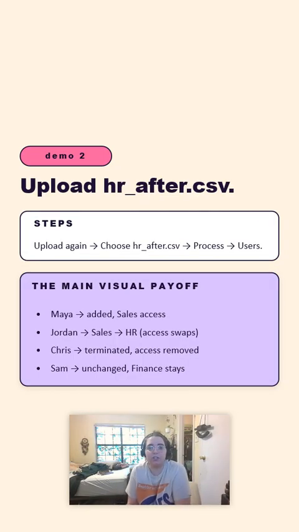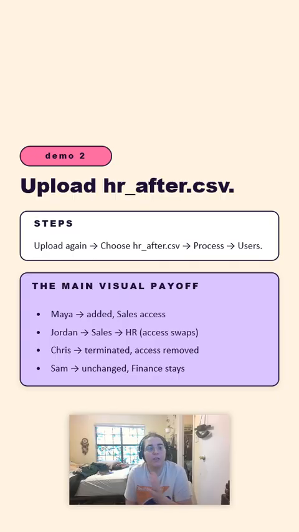Now, the team is about to change and you are going to watch it happen live. Click Upload again, choose HR After from the same sample HR files folder, and then click Process again. Then go back to the Users page and look closely, because this is where you're going to see your changes. Maya is going to appear as a brand new sales hire and get sales access automatically.